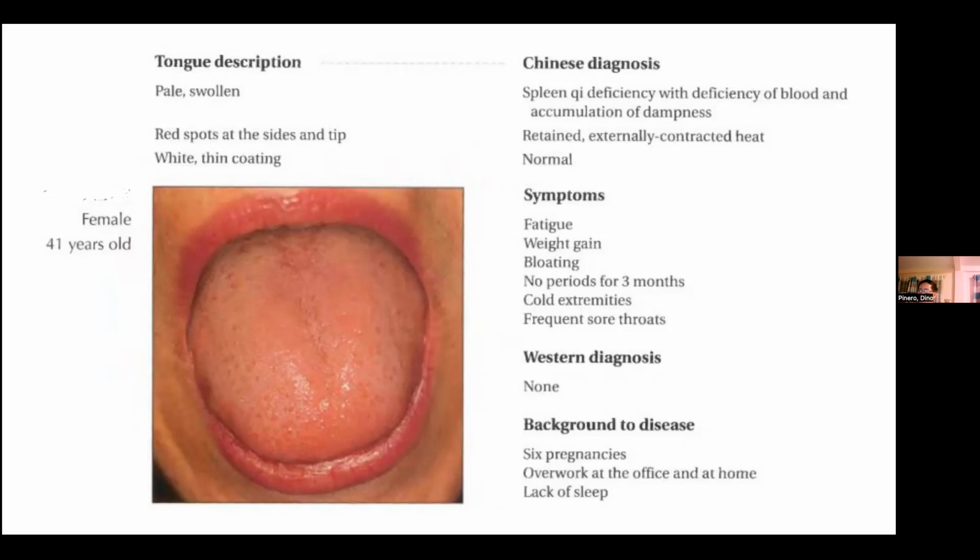And yung symptoms ng patient is fatigue, there is weight gain, bloating, there is no period for 3 months, cold extremities, and frequent sore throats. Sa Western diagnosis, there is none. Ang background to disease, 6 pregnancies, overwork at the office and at home, and there is lack of sleep. Okay.